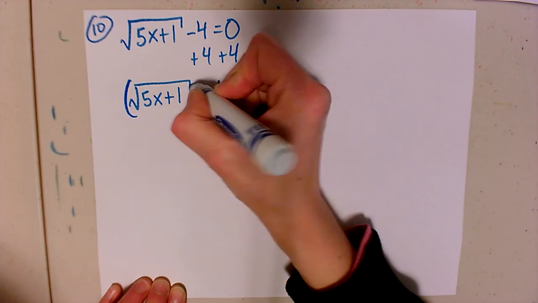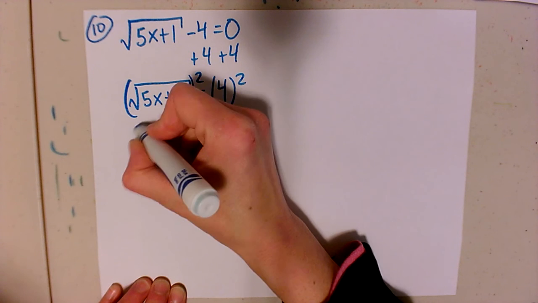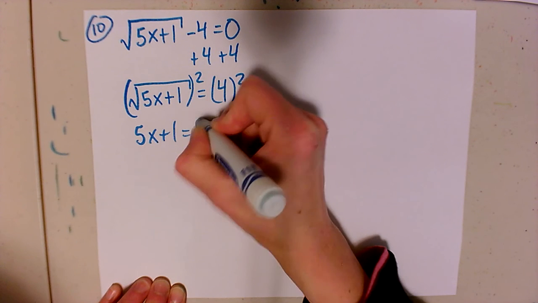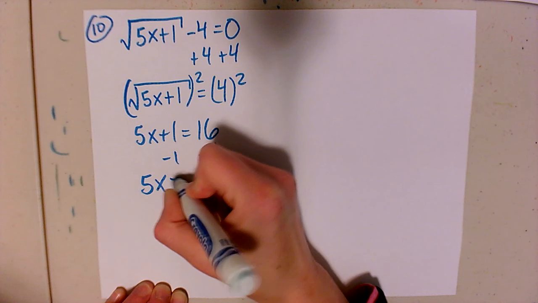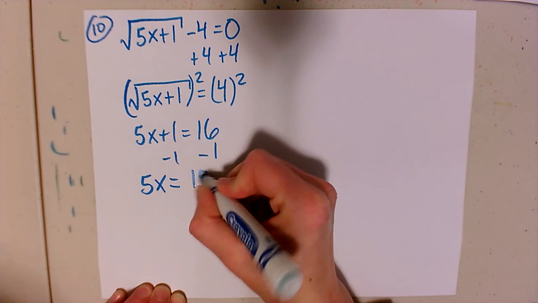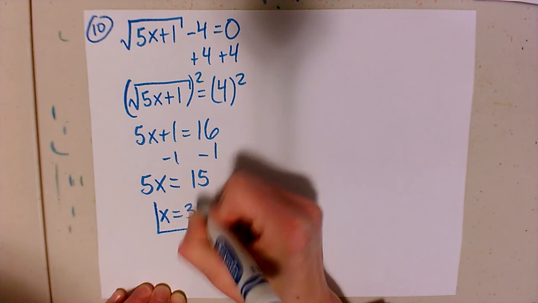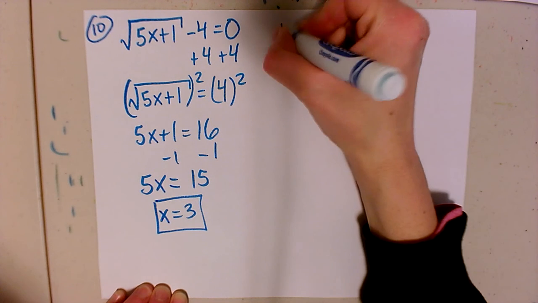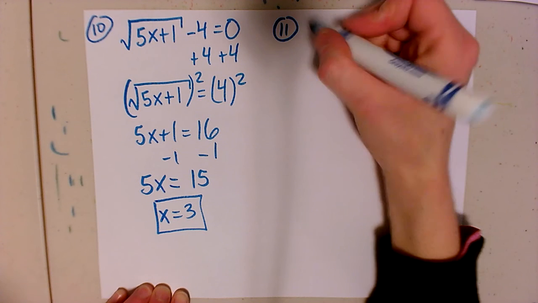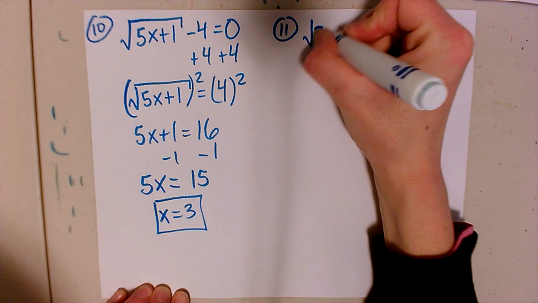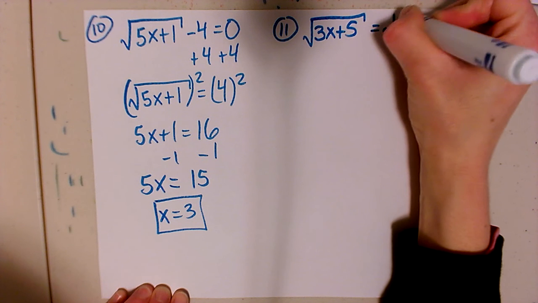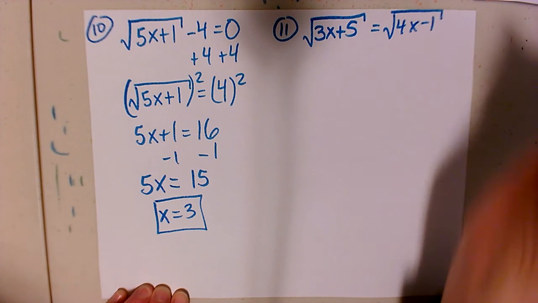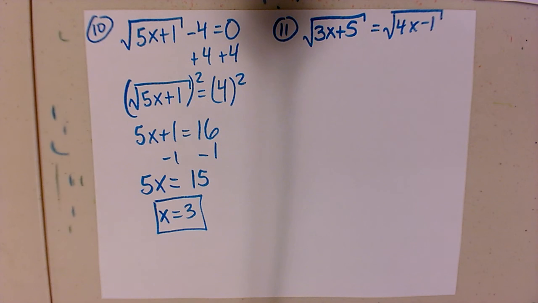And then to get rid of my square root, I'm going to square everything. So I'll have 5x plus 1 is 16. So now I'm just solving for x. So 5x is 15 and x is 3. And we're all done. Now, number 11 has something new again. So we have root 3x plus 5 equals root 4x minus 1. So for this particular problem, we have a square root on either side of the equal sign.